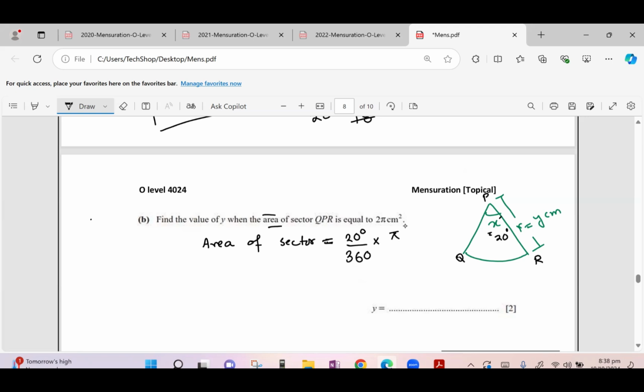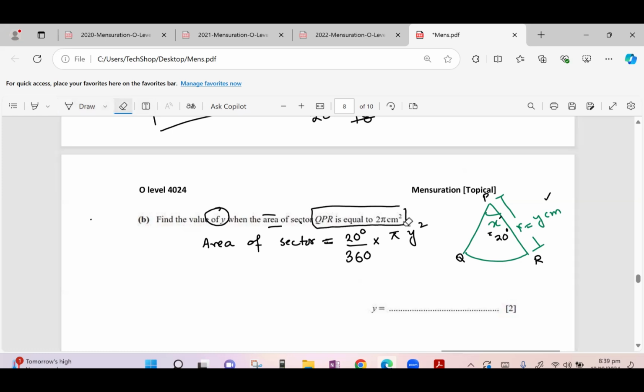Pi r square, the radius is y centimeter here, so pi y square. And you have to find the value of what? The value of y. And what is given? The area of sector is given, which is 2 pi.